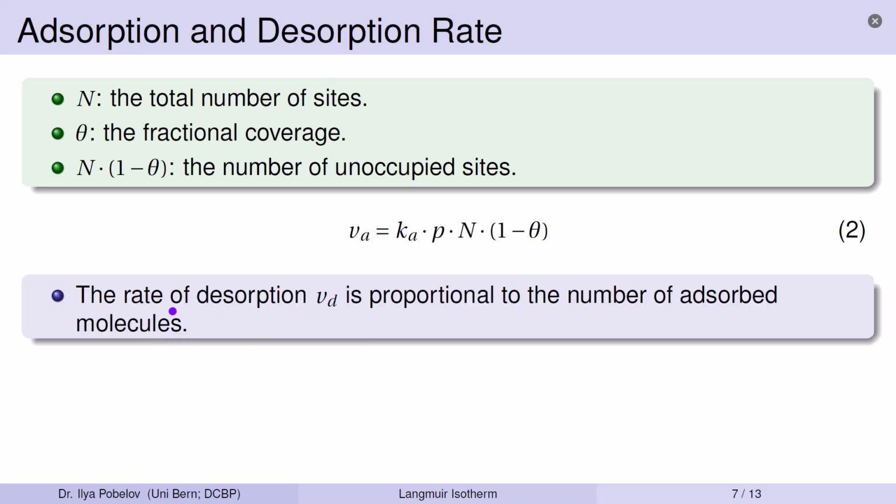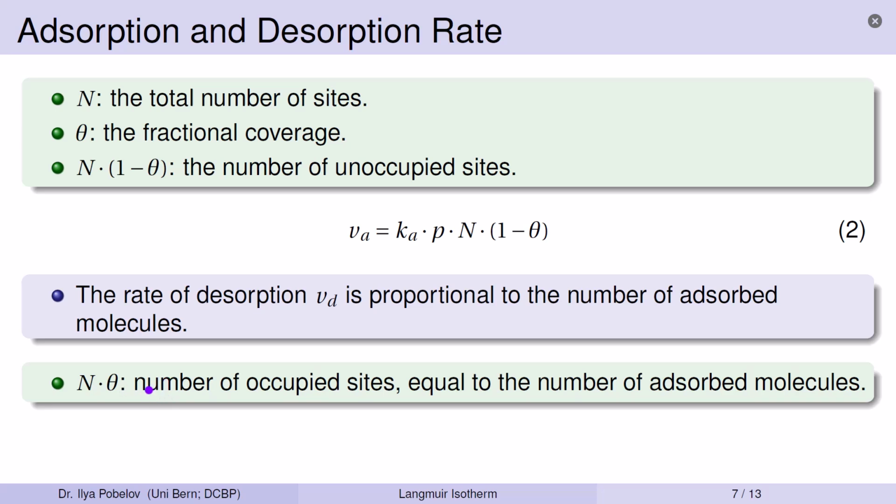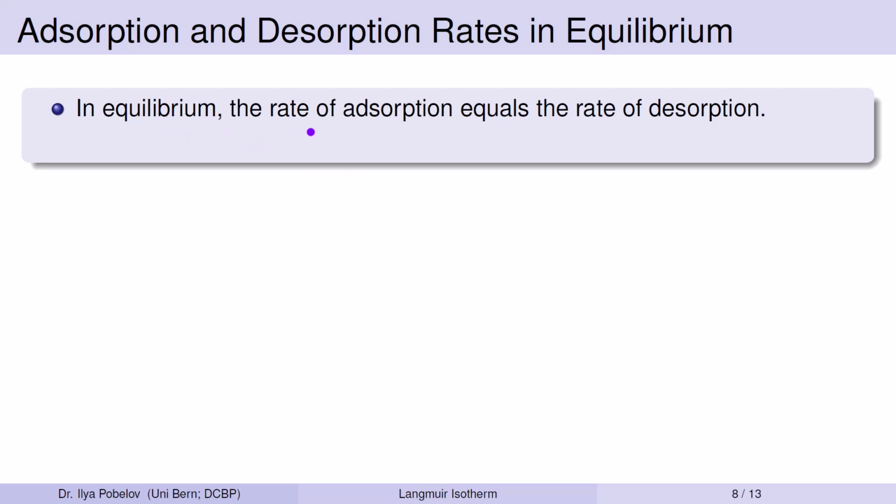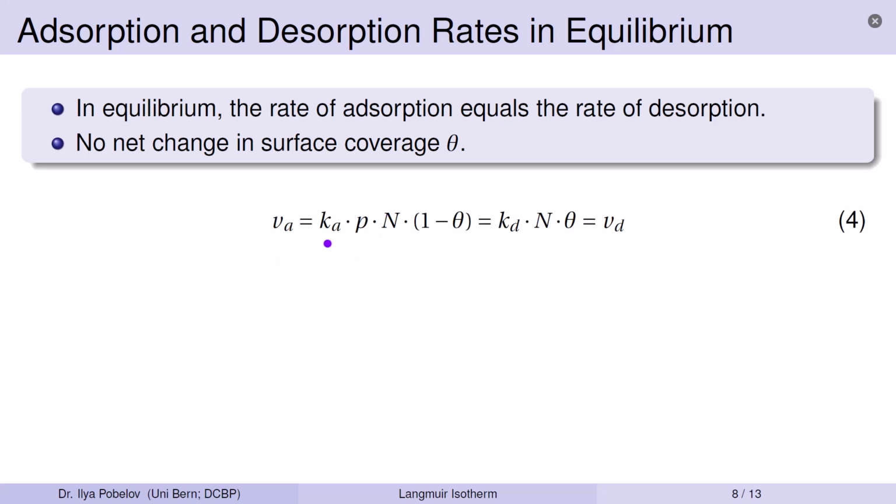Conversely, the rate of desorption is proportional to the number of adsorbed molecules, which is equal to the number of occupied sites, n times theta. The rate of desorption v_d is then equal to k_d times n times theta. In equilibrium, the rate of adsorption equals the rate of desorption, leading to no net change in surface coverage. This condition is formulated by this equation.